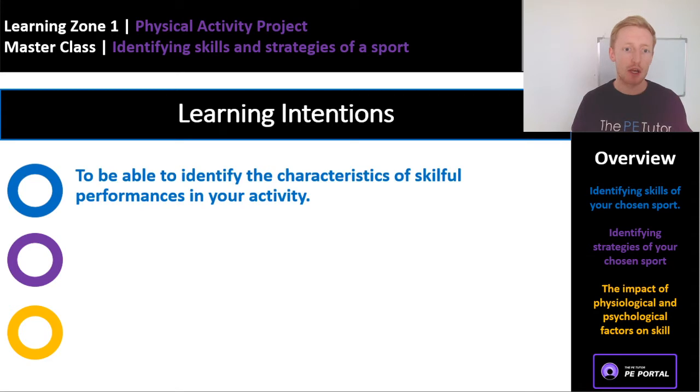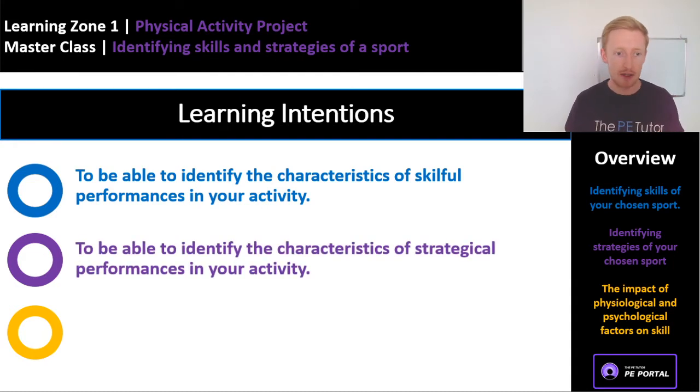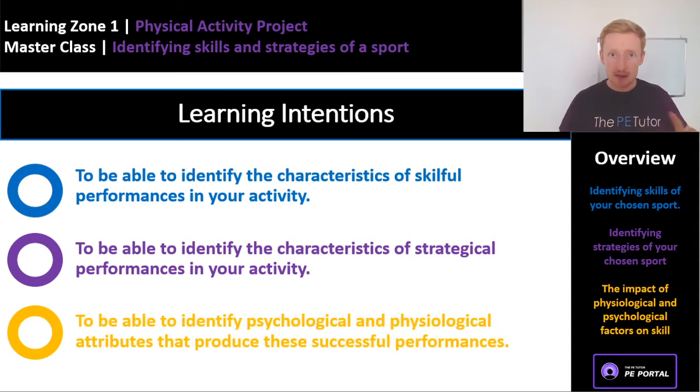So the learning intentions for today, first off, for you to be able to correctly identify characteristics of skillful performances in your activity. Then we're going to take a look at strategical performances in your activity. And by the end, you'll be able to take that understanding and those tools to take a closer look at physiological and psychological attributes which might contribute to different levels of performance. So what makes a novice and an elite performer different in their physiological and psychological aspects, and then how is that reflected in their sporting competence?